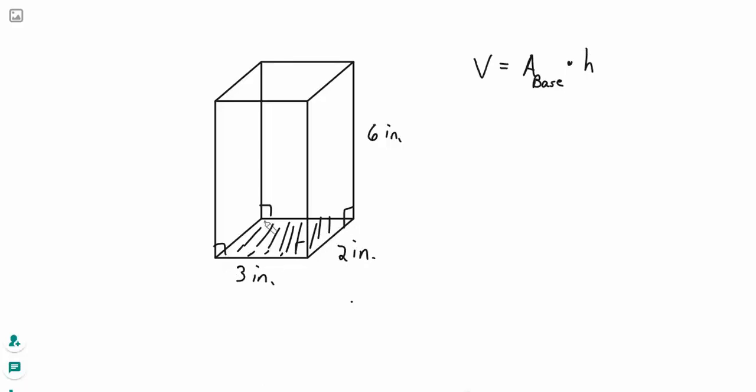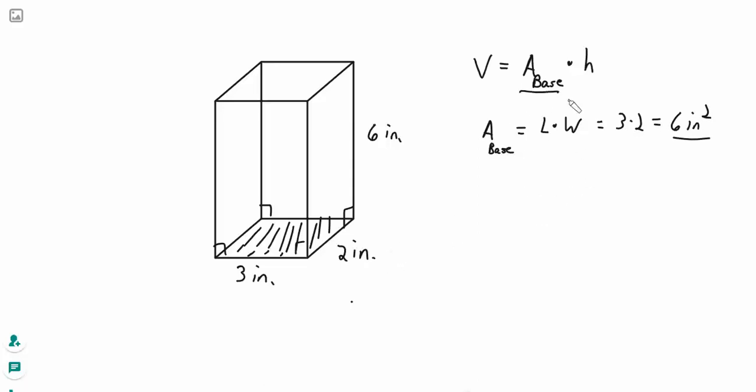All right, so the first step is to find the area. And what do we have for a base here? Well, we have a rectangle for the base with a length of 3 and a width of 2. The area of the base in this case is simply length times width, which is 3 times 2, which is 6, and they're in inches, so it's inches squared.